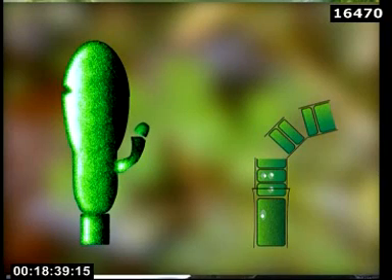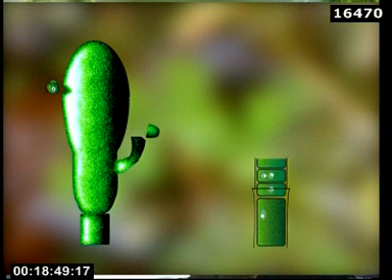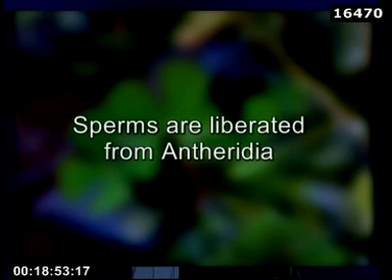At the apex of this small nannandrium, certain cells develop antheridia, and each antheridium divides transversely or vertically into two sperms. These sperms are liberated from these antheridia.